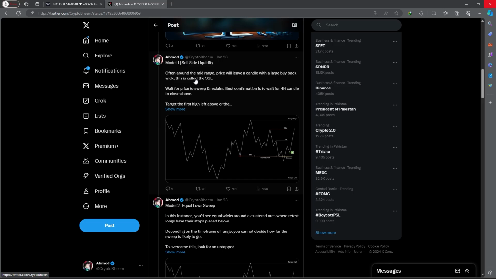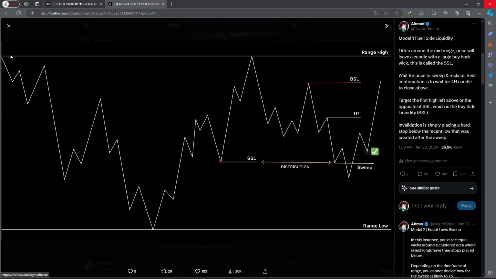So let's just directly get into the first model, call it the sell side liquidity. And you can just go to the tweet and read the text. I'm not going to read it. I'm just going to open this picture and explain a bit. There's a trend in the range high, range low. There's a sell side liquidity marked here. There's a distribution mark. There's a sweep mark. There's this reclaim. There's the stick that says this could be the potential entry trigger. There's the first TP. That is the market structure, and there could be the buy side liquidity, just like there's the sell side liquidity over here.